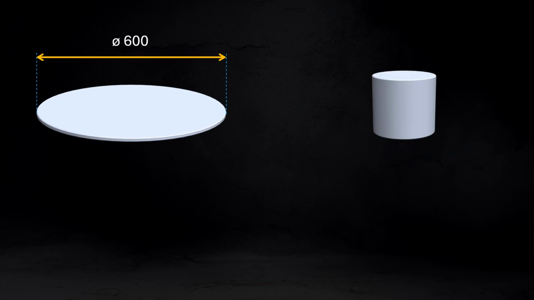On the left side of your screen, there is a disc of diameter 600 mm. And on the right side of the screen, there is a cylinder of diameter 200 mm. And both have equal mass, 20 kg.